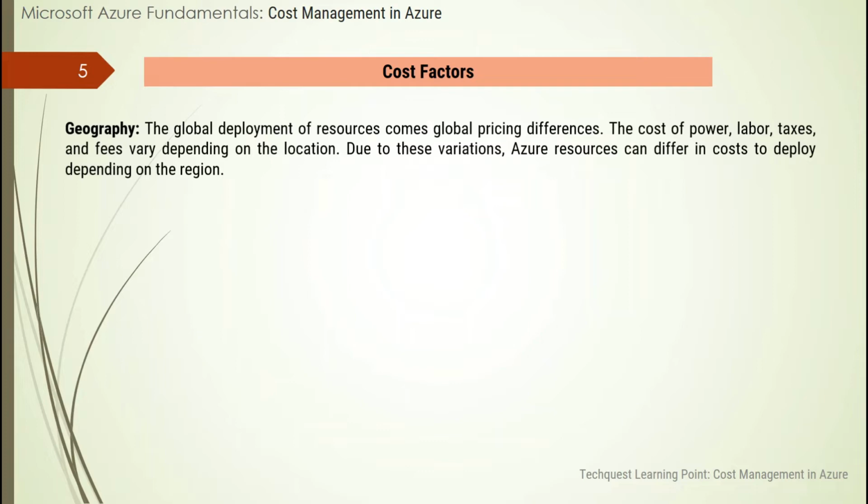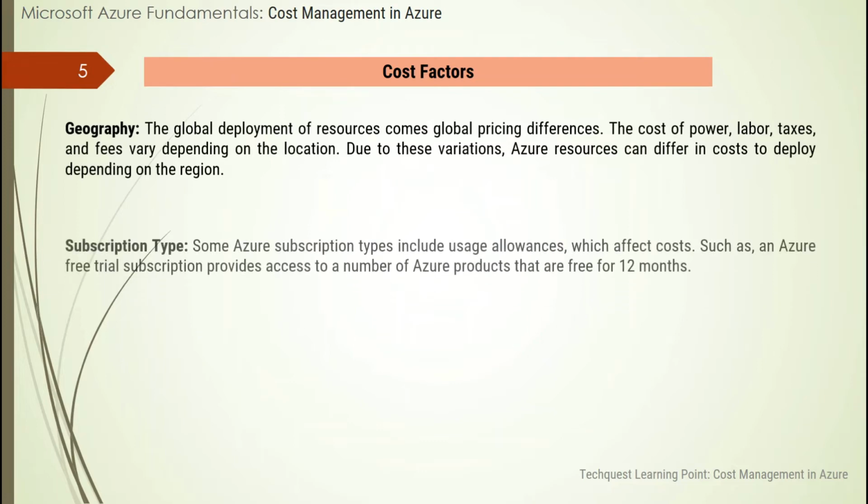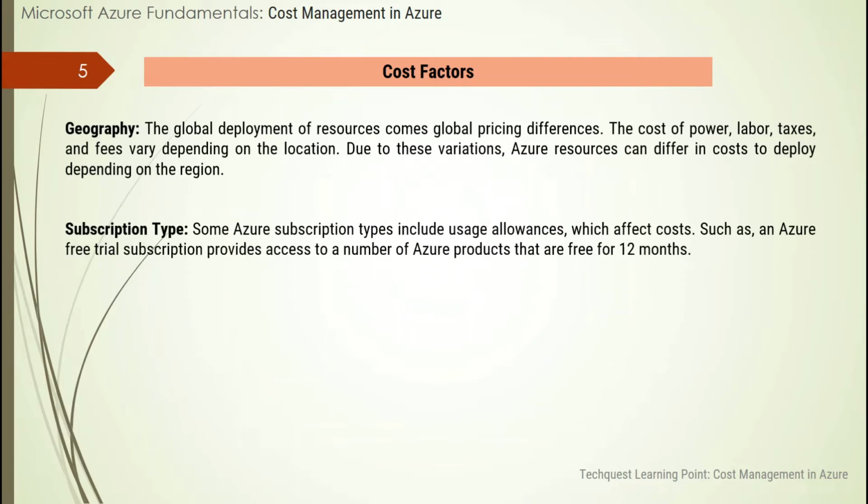Network traffic is also impacted based on geography. For example, it is less expensive to move information within Europe than to move information from Europe to Asia or South America. Subscription type. Some Azure subscription types also include usage allowances, which affects cost.